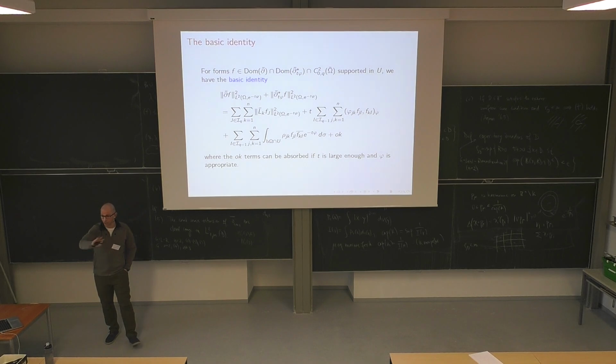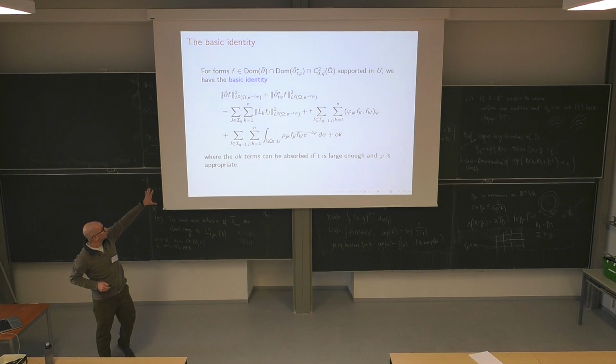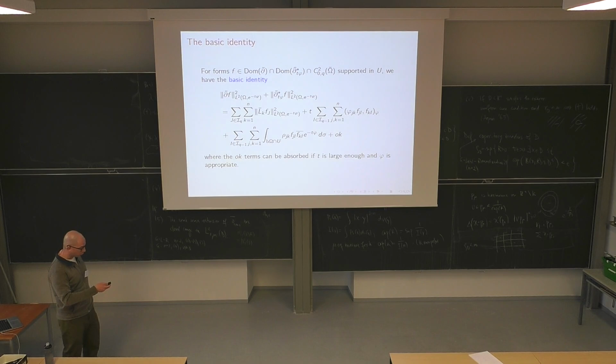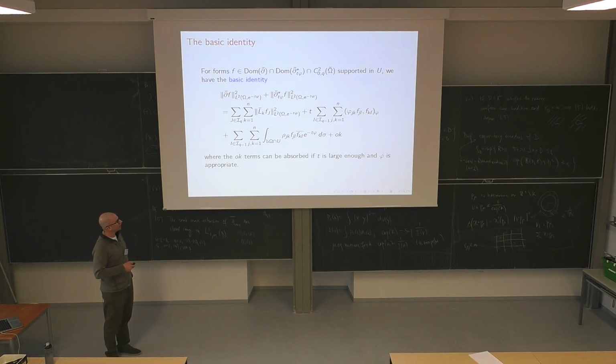So where does this come from? It's actually built into the basic identity. If you write down the basic identity for 0Q forms, you get the L2 norm of D bar and D bar star. You have the barred terms, you have the weight term, you have the boundary term, and you have some OK terms. This is assuming that omega is OK, T is large enough, and phi is appropriate.